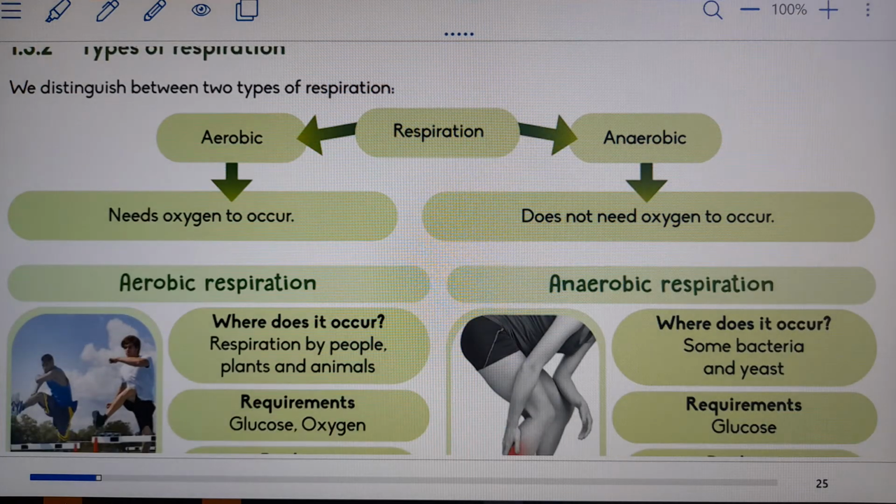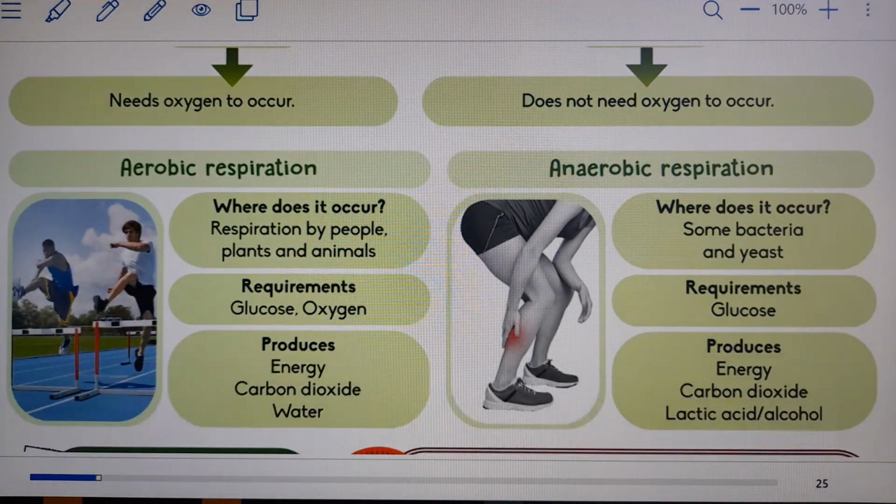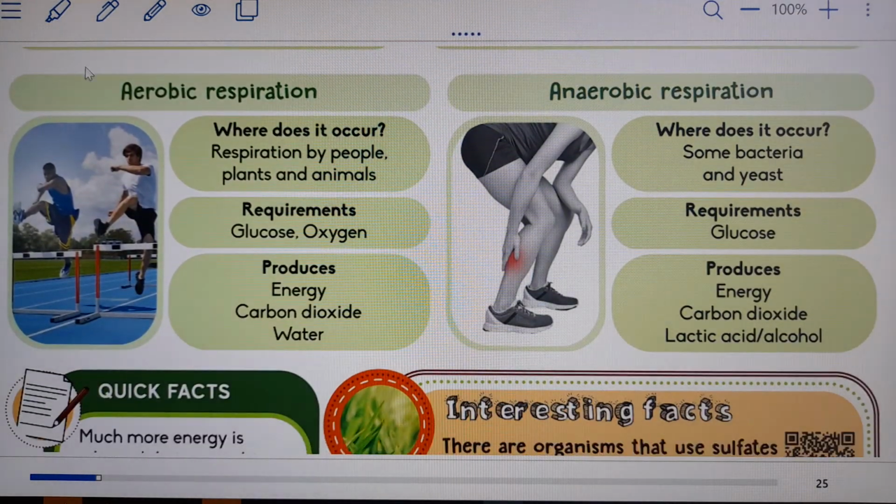Okay. Now let's look at aerobic respiration. Where does it occur? Respiration by people, plants, and animals. And the requirements are glucose and oxygen. And what does it produce? You have glucose and oxygen, and what do we get? We get energy, carbon dioxide, and water.